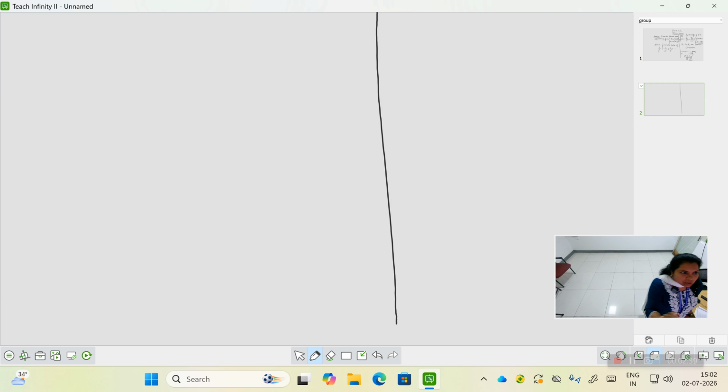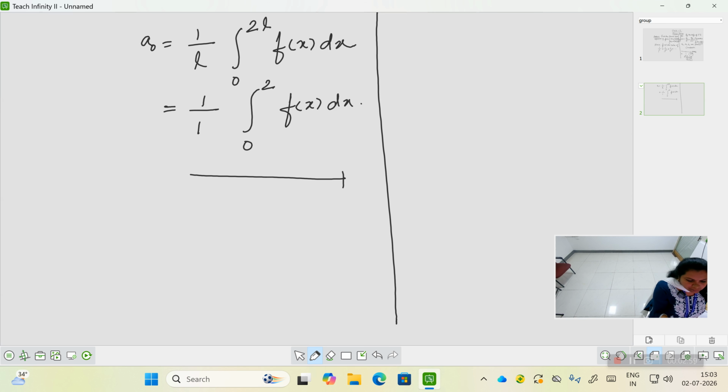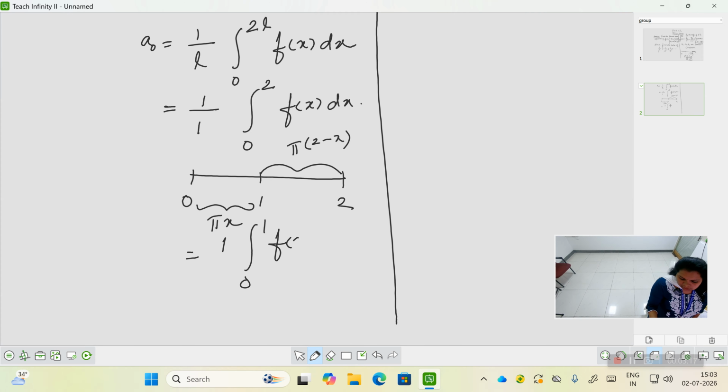So what is the value for a naught? It is 1 by L, integral 0 to 2L of f of x dx. The value of L we found is 1 as per the given problem, so it is integral 0 to 2 of f of x dx. Now if you look at the problem, you have two parts: 0 to 1 you have pi x, and 1 to 2 you have pi into 2 minus x. So we split the integral into two parts: 0 to 1 f of x dx plus 1 to 2 f of x dx.